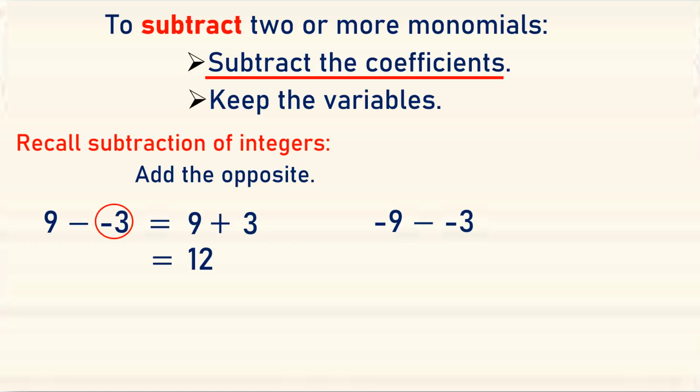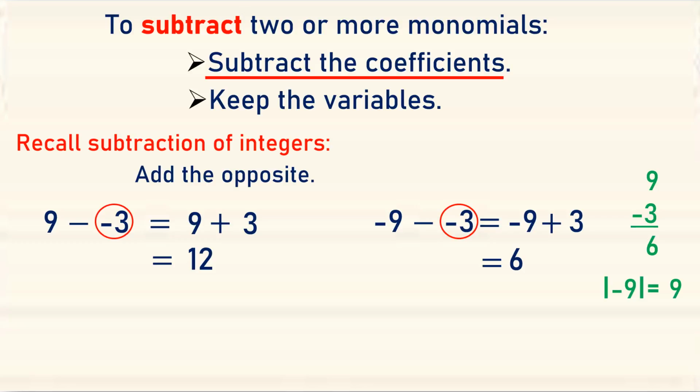Now, if we have negative 9 minus negative 3, in here we are going to copy negative 9, then plus, then get the opposite of negative 3, which is positive 3. Then follow the rule in adding unlike signs. So subtract, but it's not yet the final answer. Compare the absolute value. The absolute value of negative 9 is greater than the absolute value of negative 3. So we follow the sign of negative 9. So the answer is negative 6.